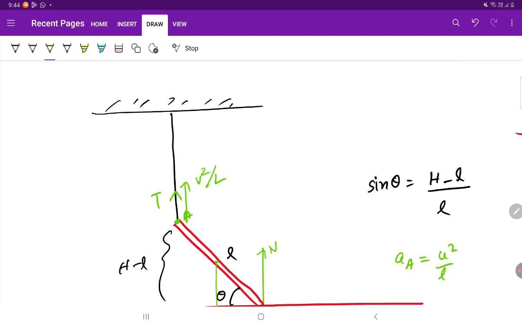Suppose acceleration of A along the x-axis be ax. I don't know the value of ax till now, and the angular acceleration of the rod be alpha.